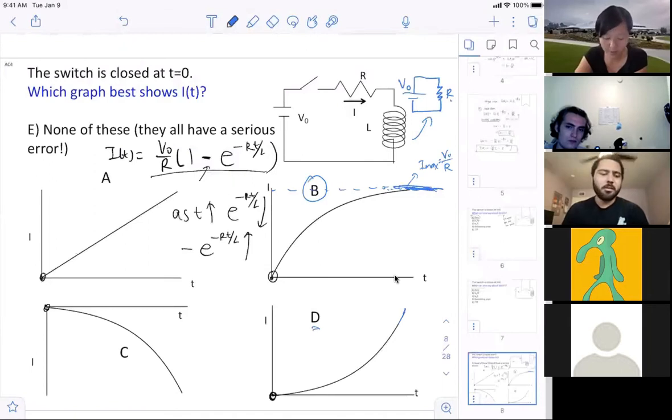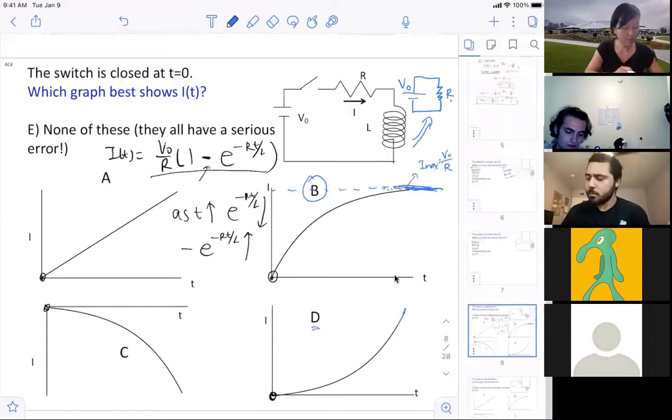Yes, very good, Cameron. So as time goes on, the inductor will only oppose the change. After a long time, you don't have the change anymore, because the change only comes from when you close the switch. It was open, but now it's closed. That is a change. But after that, there's no change. So it will not continue to oppose it and it acts just like a wire. And of course, the current will be V naught over R.